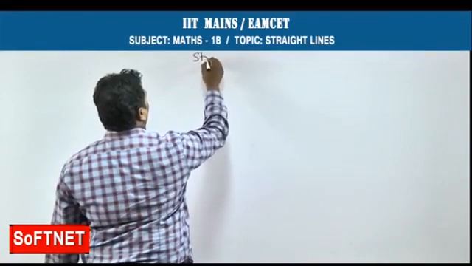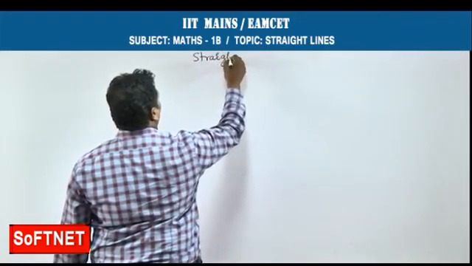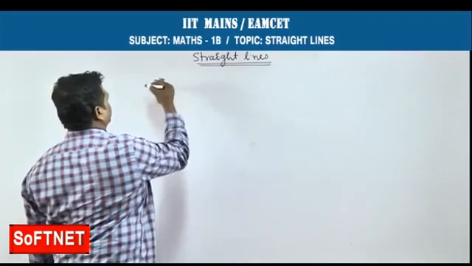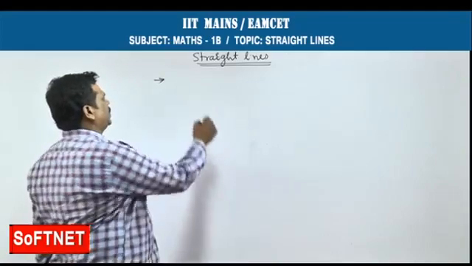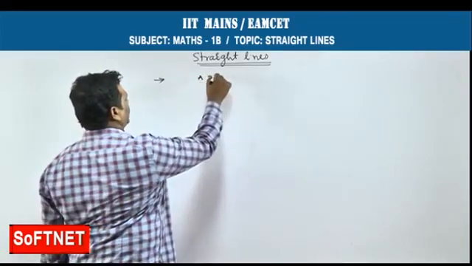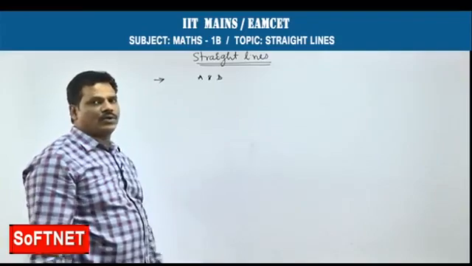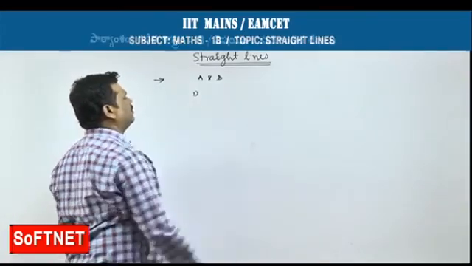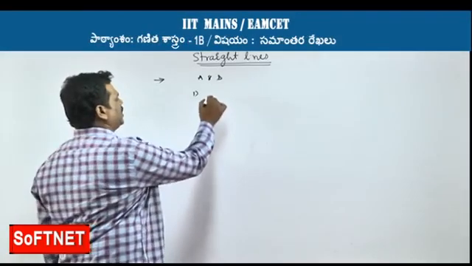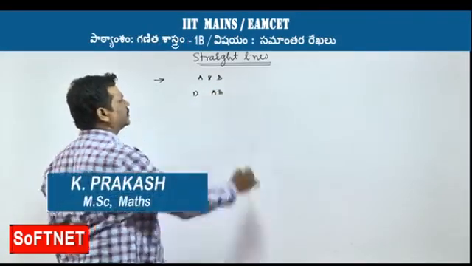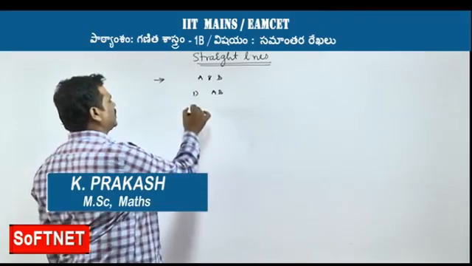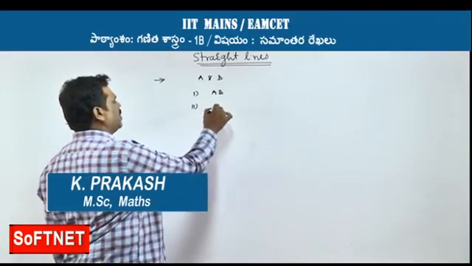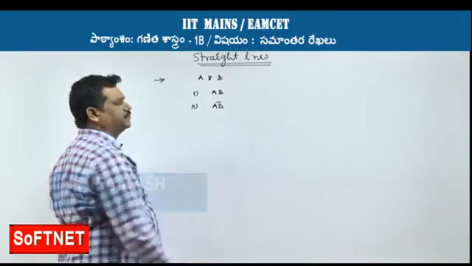Now start the straight lines. First definition is, let capital A and capital B be two distinct points. Then the distance between two points A and B is denoted by AB. And the second one, the line segment joining two points A and B is denoted by AB bar.